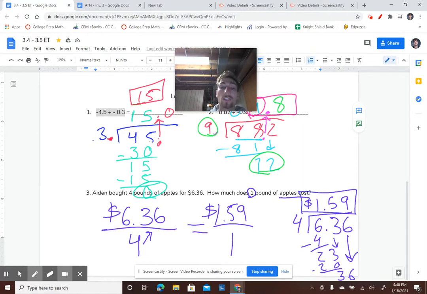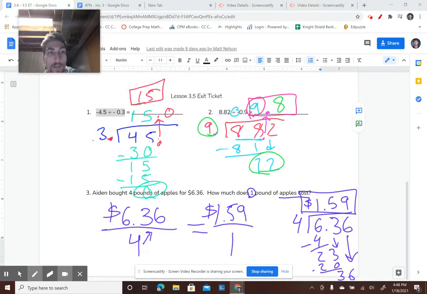Awesome. So here, this is a unit rate, and we're also dividing using decimals. So we see how both things are applicable in the real world. And who doesn't go shopping, right? Very, very useful to know this.